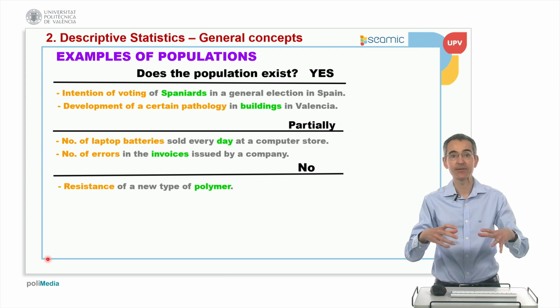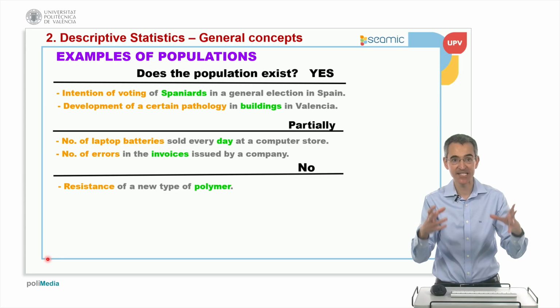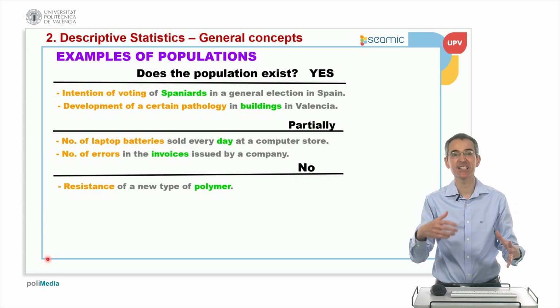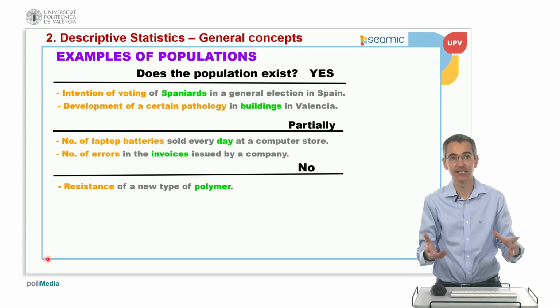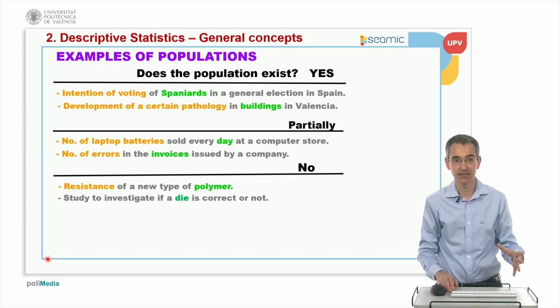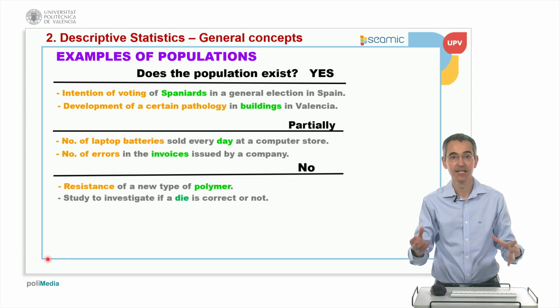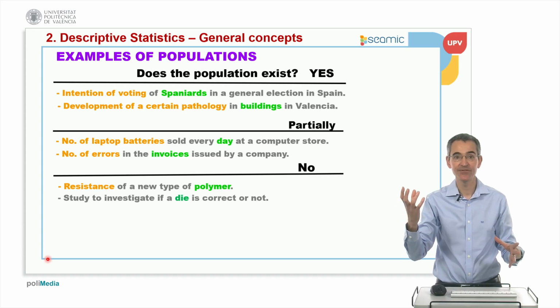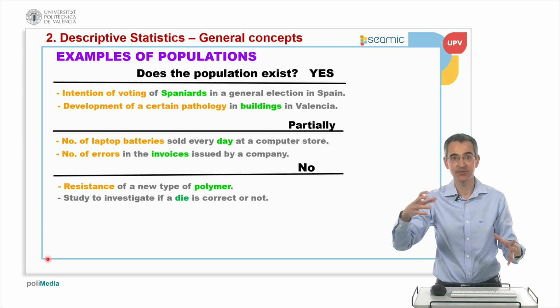For example, if I create chemically a new polymer and I want to study the resistance, as the polymer does not exist yet, I cannot check the resistance, and then I don't have the values. So this is a population, but it does not exist yet. Or, for example, I have a die. I want to investigate if the die is correct or not. It means if the die is symmetric.